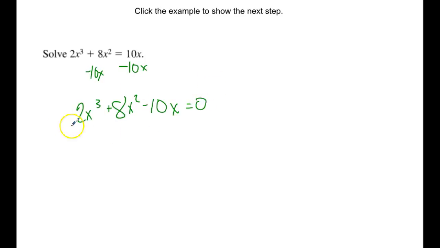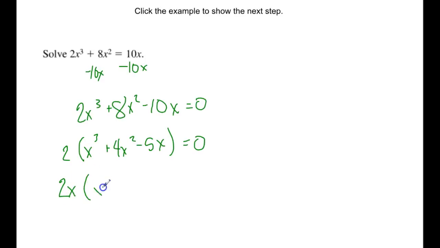Now I look and see what I can factor out of each term. I see that each term is divisible by 2, so let's pull that 2 out. I end up with x cubed plus 4x squared minus 5x equals 0. I also see that I've got some x values in here, so I can pull out an x from each term. Now I have 2x times the quantity x squared plus 4x minus 5 equals 0.